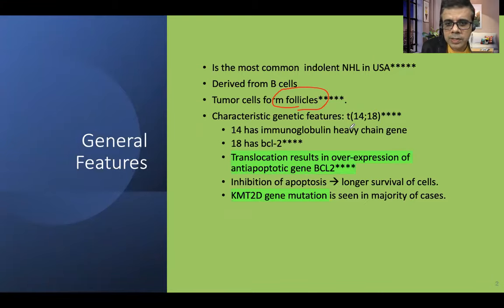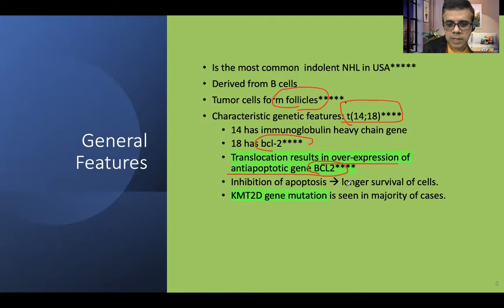So there are certain characteristic genetic features. The most important thing that is very commonly asked in your vignettes is the t(14;18) translocation. So don't forget to remember that. Chromosome 14 has the immunoglobulin heavy chain gene, and chromosome 18 accounts for BCL2 expression. So the translocation of genetic material between chromosome 14 and 18 leads to overexpression of the anti-apoptotic gene BCL2, and this BCL2 overexpression leads to loss of apoptotic cells in the follicles or the germinal centers of the follicular lymphoma.